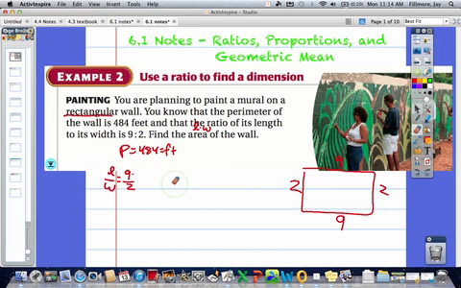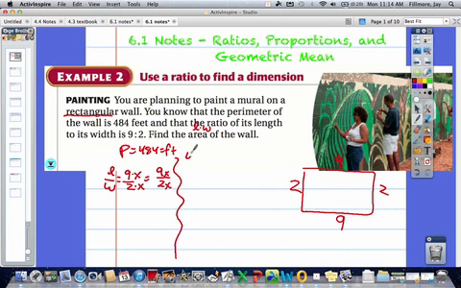Instead of guessing and checking what I should multiply by, I'll say if I multiply 9 and 2 by a factor of x, that should get me back to my original ratio. So really this is 9x over 2x. I can solve for x and then plug it back in to find my original length and my original width.